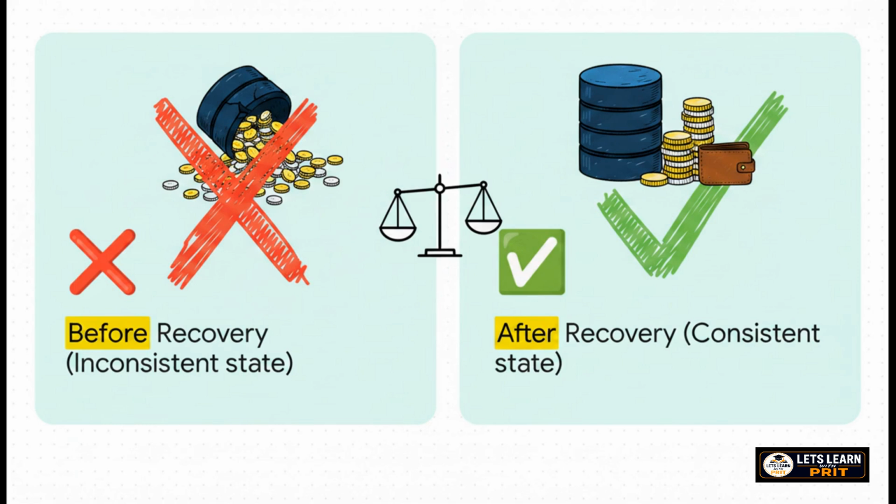Look at the before recovery state on the left. The database is in an inconsistent state. The money was deducted, but it never reached the receiver. It's a total mess. Now look at the after recovery state on the right. The database is back to a consistent state. This entire logic is built on one golden rule of databases, which we call atomicity. Atomicity simply means all or nothing. या तो transaction 100% successfully complete होगा या फिर बिल्कुल नहीं होगा. There is no middle ground. बीच का कोई रास्ता ही नहीं है.